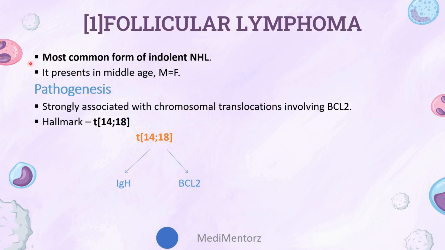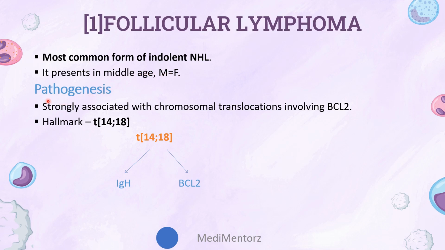So I'm going to teach you about the pathogenesis. In every lymphoma, I'm going to teach the pathogenesis, which translocation is commonly associated with that particular disorder, the IHC marker, and the morphology we can see. So starting with follicular lymphoma. Follicular lymphoma is the most common form of indolent non-Hodgkin lymphoma worldwide. You should remember this because sometimes you may get an MCQ regarding this. It presents in middle age, and males and females are both commonly affected.